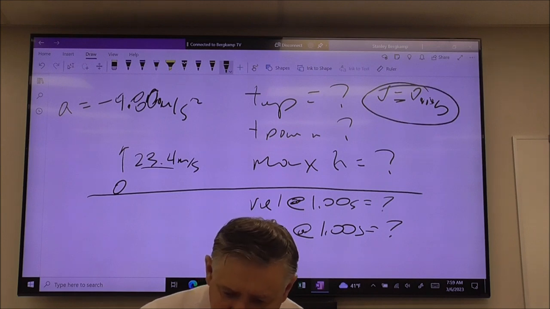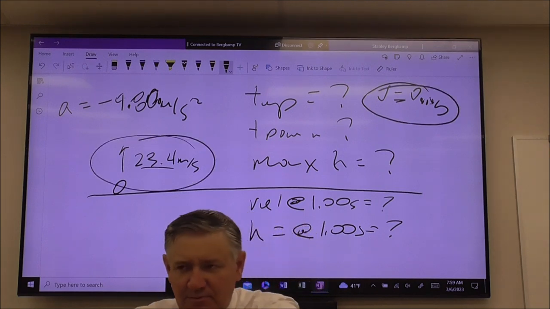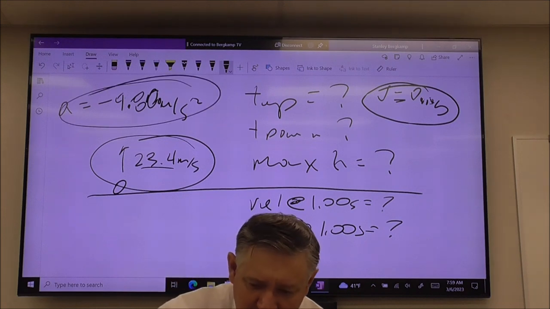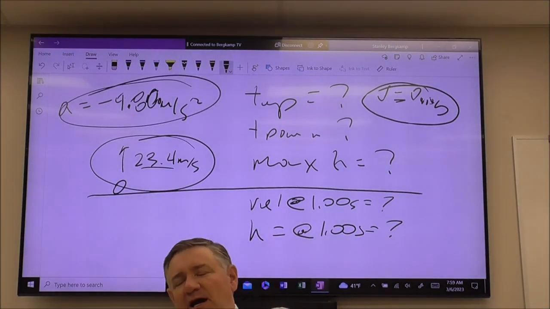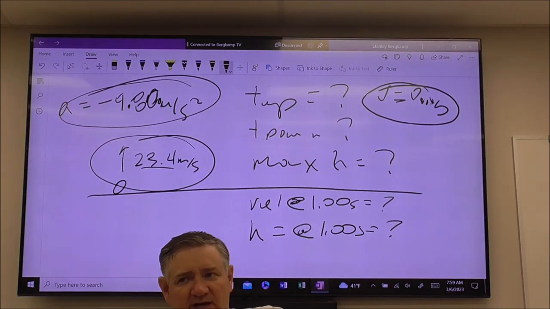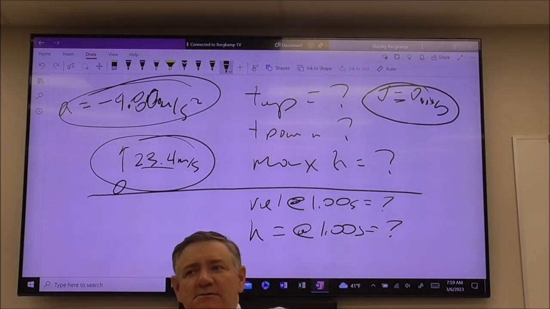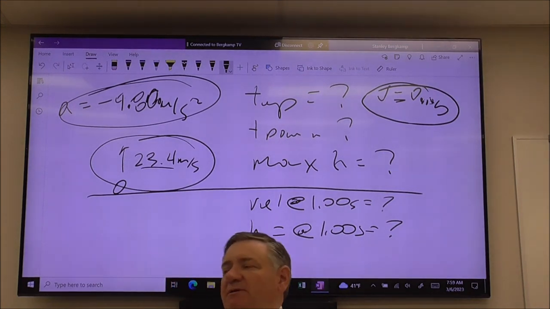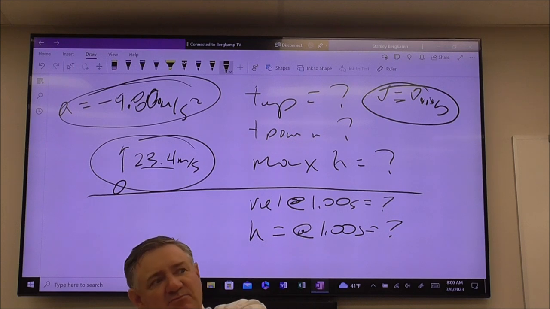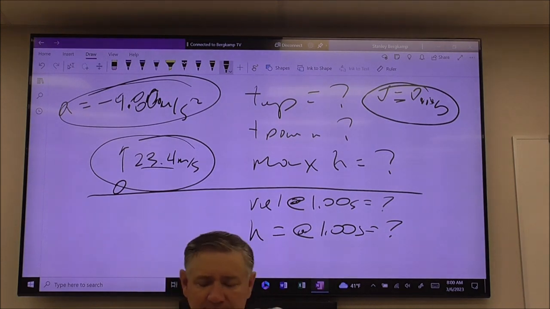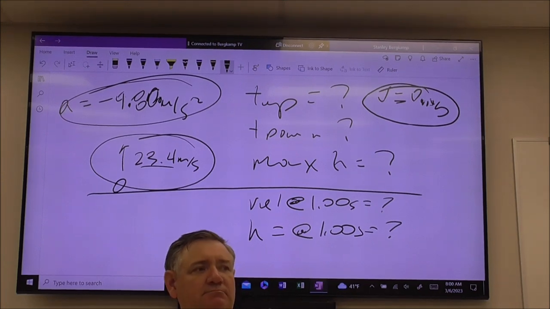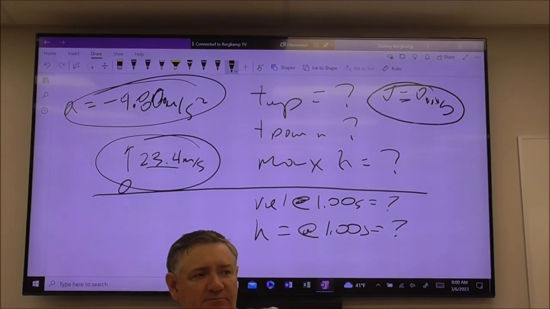So Connor, since my initial velocity is 23.4, and I want to go to zero, and my acceleration is negative 9.8 meters per second squared, is my time up going to be more or less than 1 second? More. Why? Because it's greater than 9.8. Beautiful. Okay. So I know my time up has to be more than 1 second because my velocity is more than 9.8 meters per second, okay? So what can I do to find my time up? Tyler, what can I do?